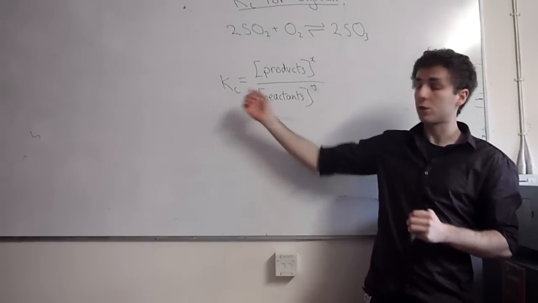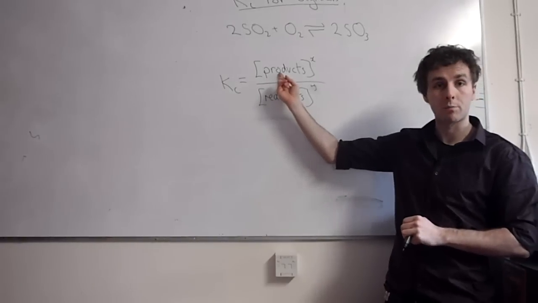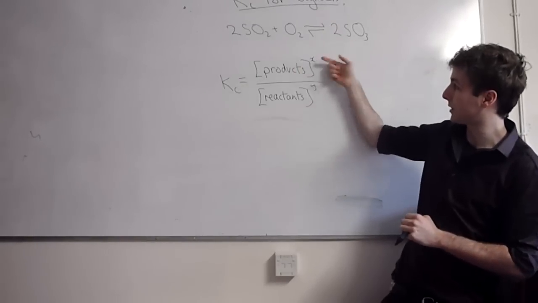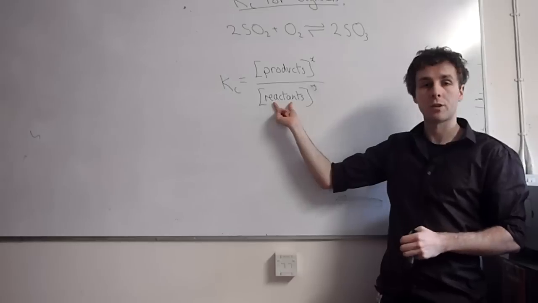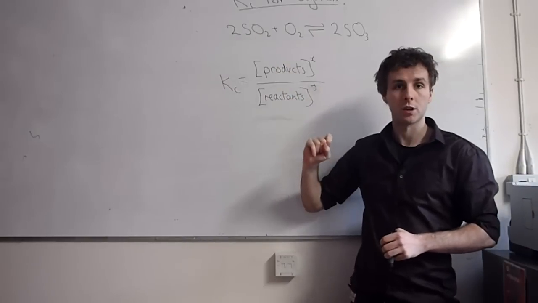So, to construct our Kc expression, all we do is we take the concentration of our products raised to the power of their molar ratio. So, this product here will be raised to the power of 2. And we divide that by the concentration of the reactants, again, raised to the power of their molar ratio.